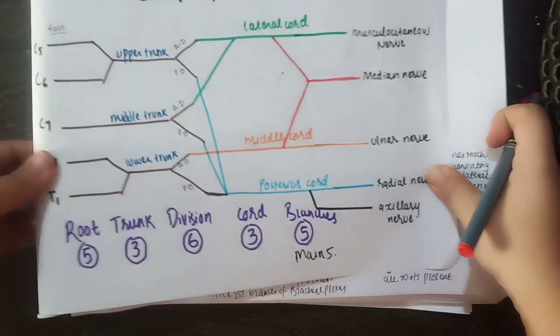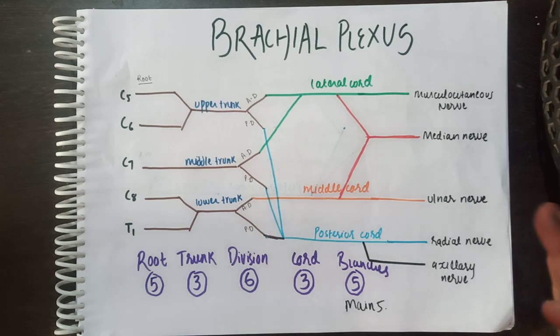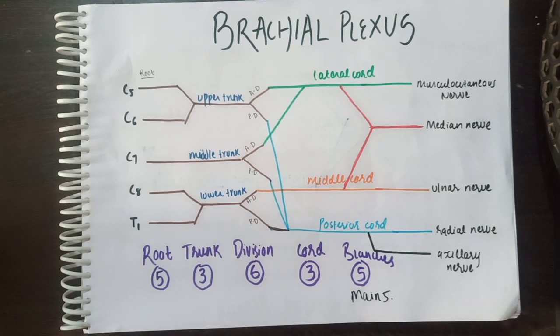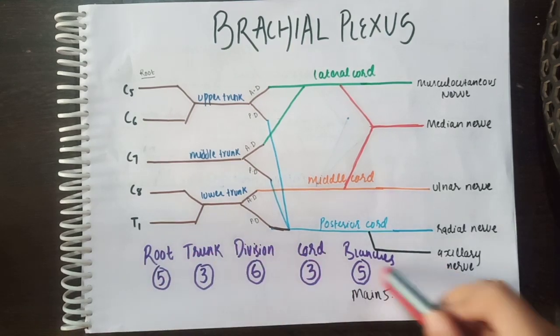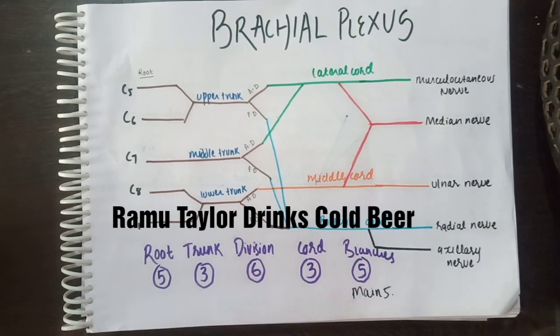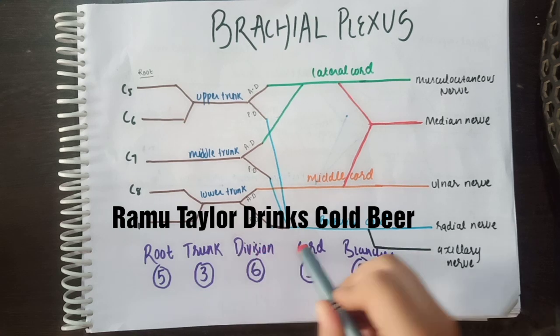So here I have the simplest form of the diagram of the brachial plexus, right? I'll explain everything in detail, so you don't need to worry. Now, firstly, when you have to draw the brachial plexus, you have to keep this outline in mind. RTDCB: root, trunk, division, cord and branches.